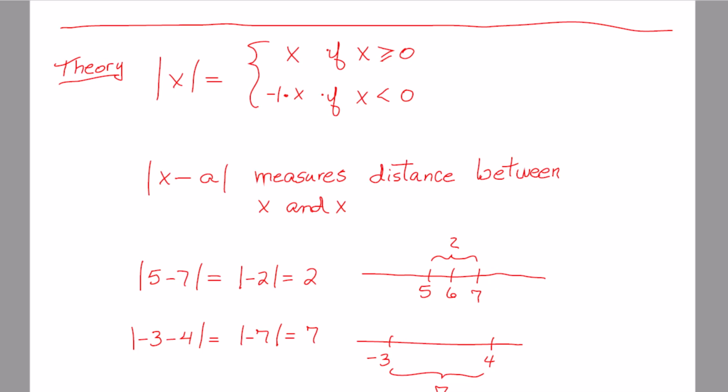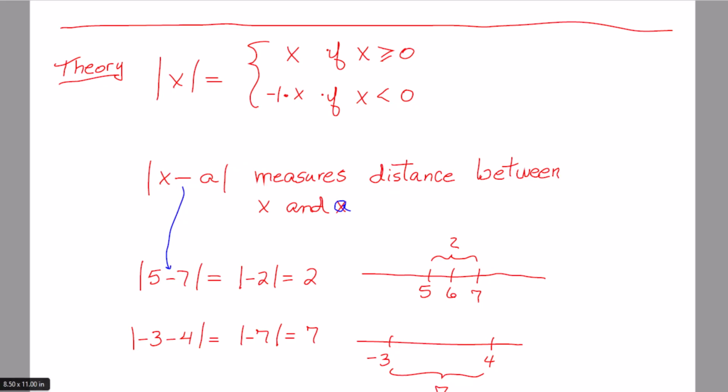Another way of looking at it is that the absolute value of the difference between two items measures the distance between them. So the distance between 5 and 7, the minus is part of the formula. If we look on the number line, the distance between 5 and 7 is 2. And so the absolute value of 5 minus 7, which is minus 2, is 2.